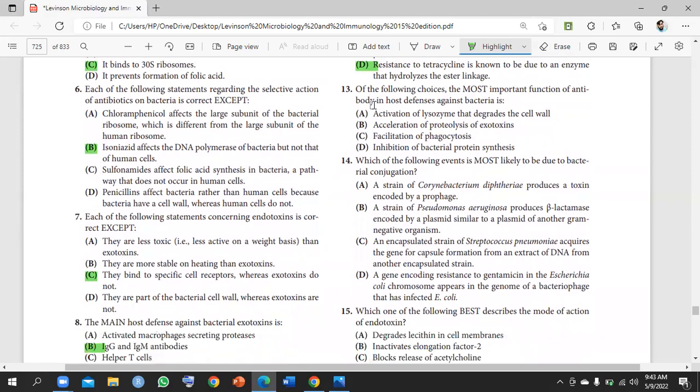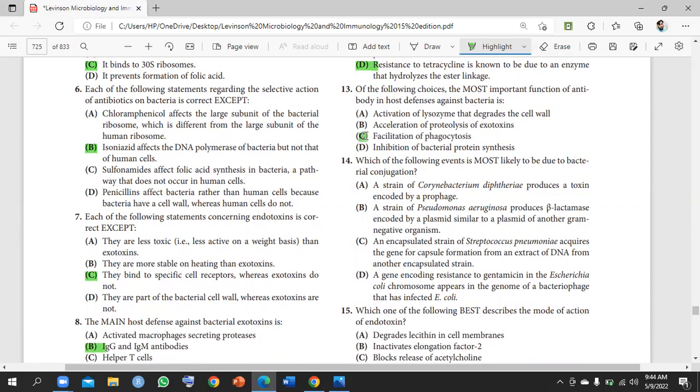Now, each of the following choices is the most important function of antibody in host defense against bacteria. Now, here we have to look to the best function of the antibody. So, activation of the lysozyme that degrades the cell wall, no. Acceleration of the proteolysis of the exotoxin, no. This is not the function of the antibody. Facilitation of the phagocytosis, yes.